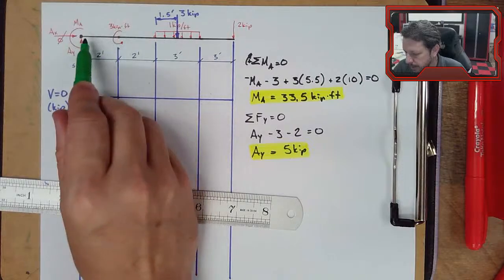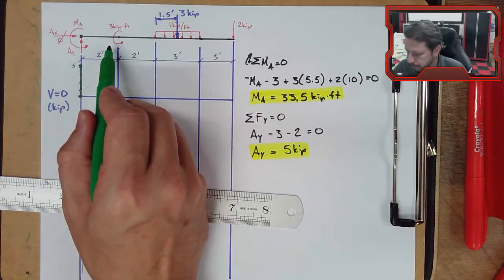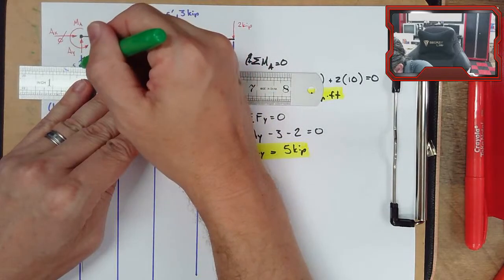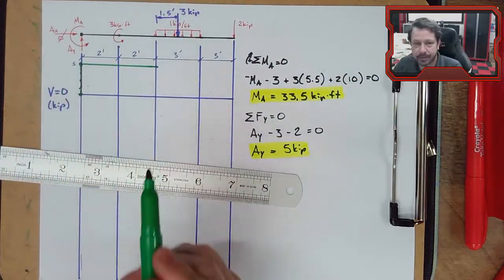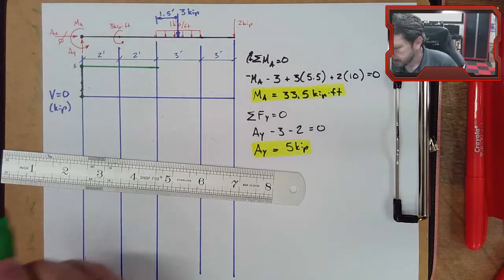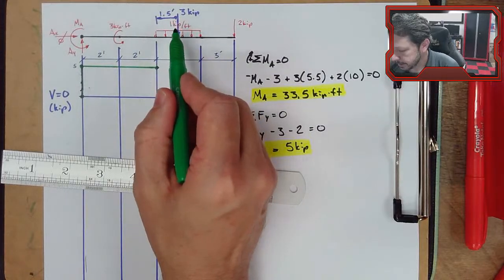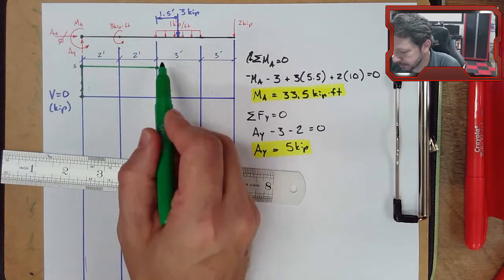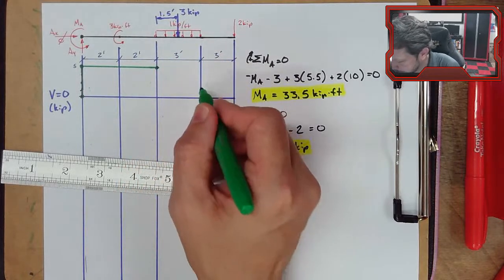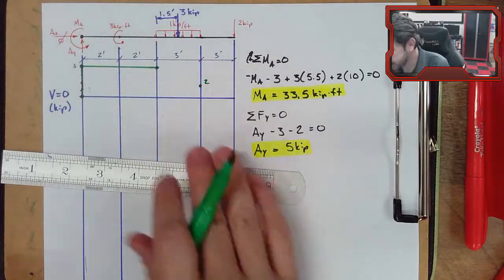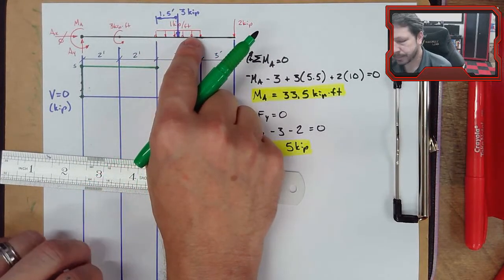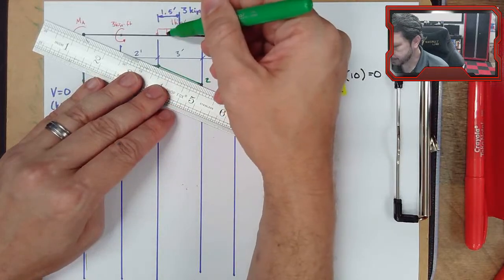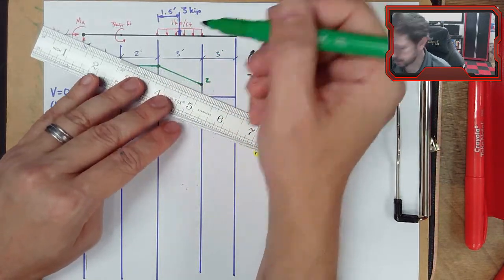Then nothing happens. The concentrated moments don't affect the shear, so the shear stays constant until we get to the beginning of the distributed load. So it just stays at 5 kip. Then we hit the distributed load here, and the distributed load is pushing downward 1,000 pounds per foot. I've got it spanning 3 feet, so it's going to go from 5 minus 3 down to 2, which is right here somewhere. And this is a constant or evenly distributed load, so I have a constant slope. The slope is negative because these forces are pushing downward in my negative y direction.